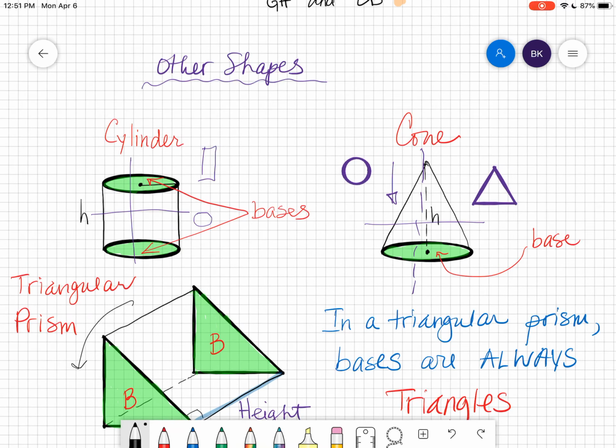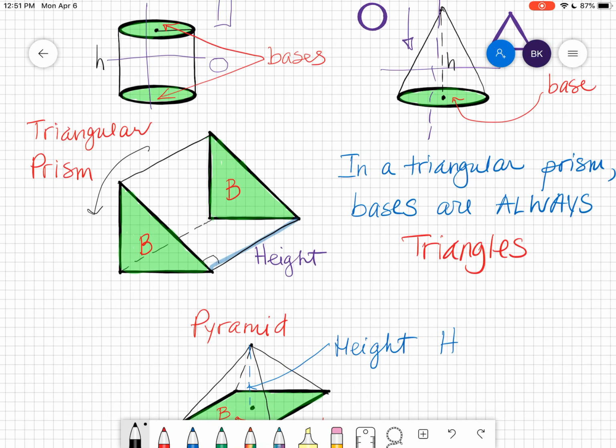I wanted to talk to you about cylinders. Cylinders are fun because they have two bases, and their face is sort of circular. Okay, and the height is perpendicular to the bases. Cones have one base, and that's a circle, and the height drops down from the vertex all the way to the center of the circle.